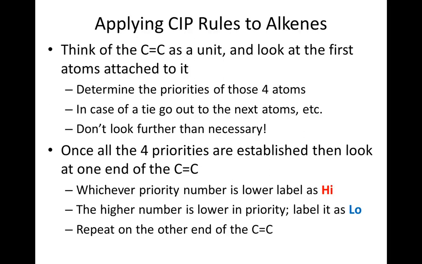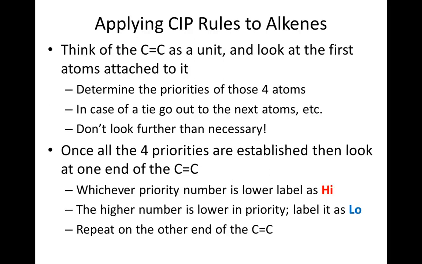We're going to think of the carbon-carbon double bond as a unit. So it's like you grab that in your hand and then you look to see what's attached immediately to each one of those carbons. So there'll be 4 things out there to look at. And so we're going to determine the priorities. Remember that it's the higher the atomic number, the higher the priority. And then if there's a tie, then you look at the very next atom and so forth. And you don't go any further than you need to break the tie.